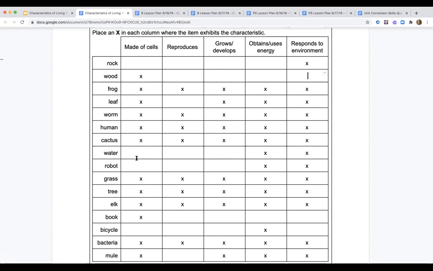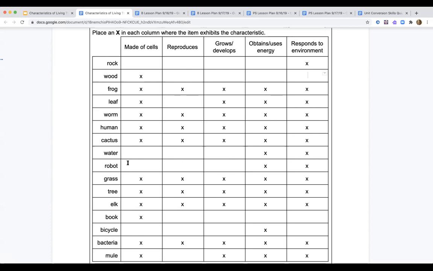Water. Water's obviously not alive, but it really does some interesting things. So it's not made of cells. Reproduces, I guess it depends on your definition of reproduce. Like, does rain falling into a lake mean that it's reproducing? But it doesn't reproduce in the sense that we think of reproduction. It doesn't grow and develop, but it definitely obtains and uses energy. Anyone who has watched waves build out on the ocean or on a lake sees that it can obtain and use energy, and it definitely responds to the environment. But once again, it only has 2 out of the 5, so it's not alive.